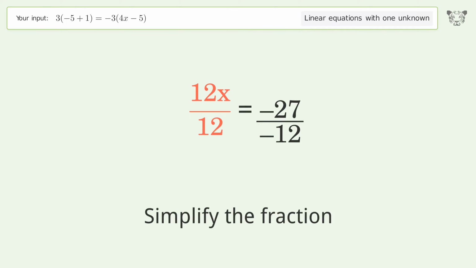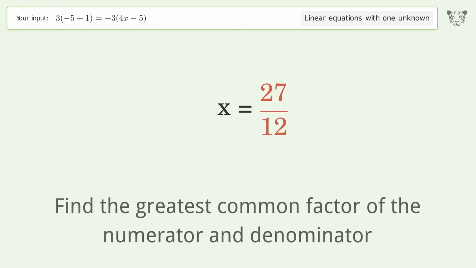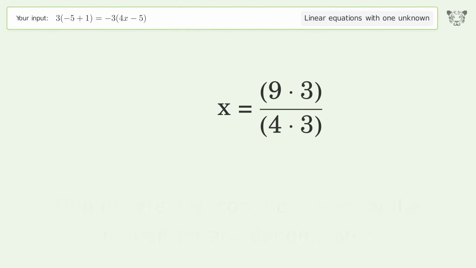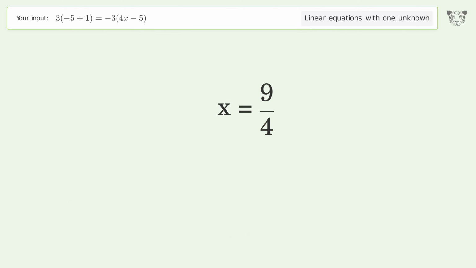Simplify the fraction. Cancel out the negatives. Find the greatest common factor of the numerator and denominator. Factor out and cancel the greatest common factor. And so the final result is x equals 9/4.